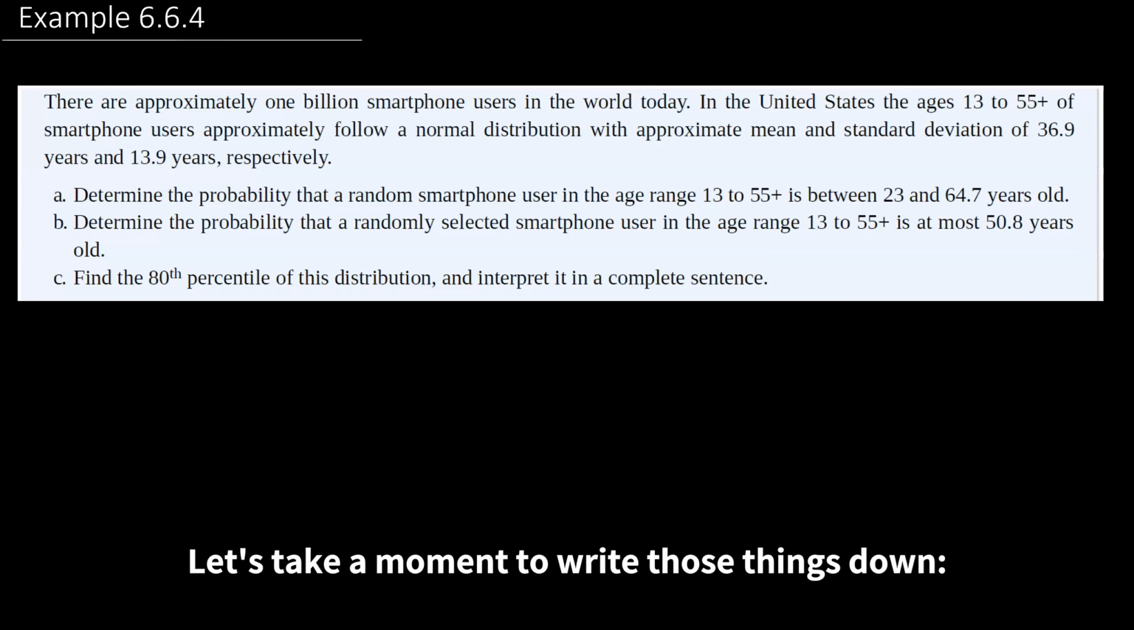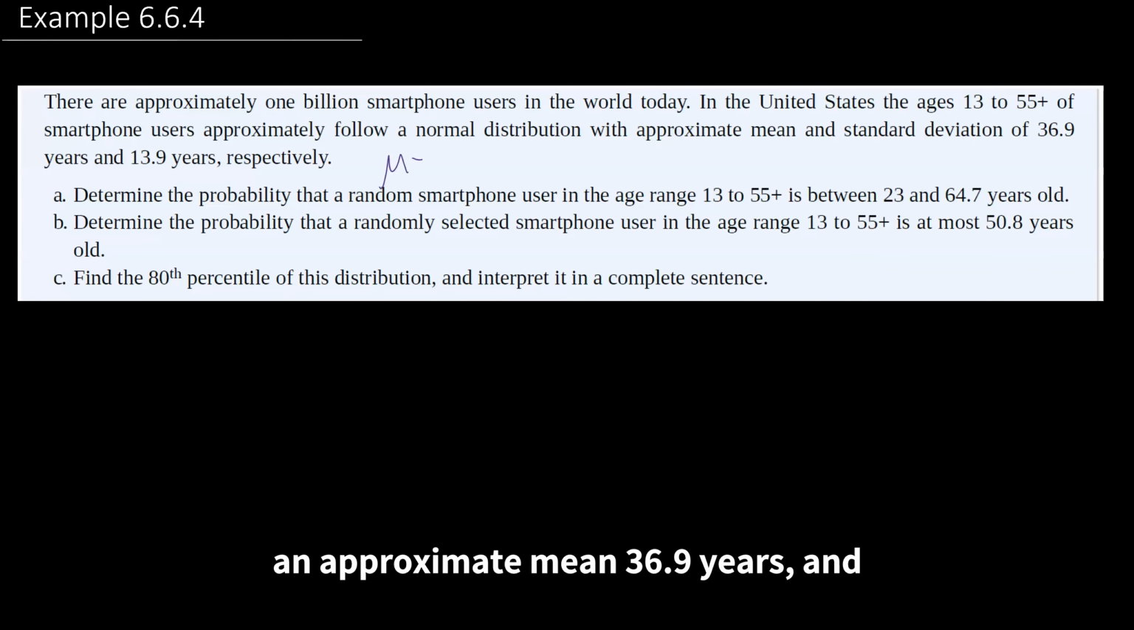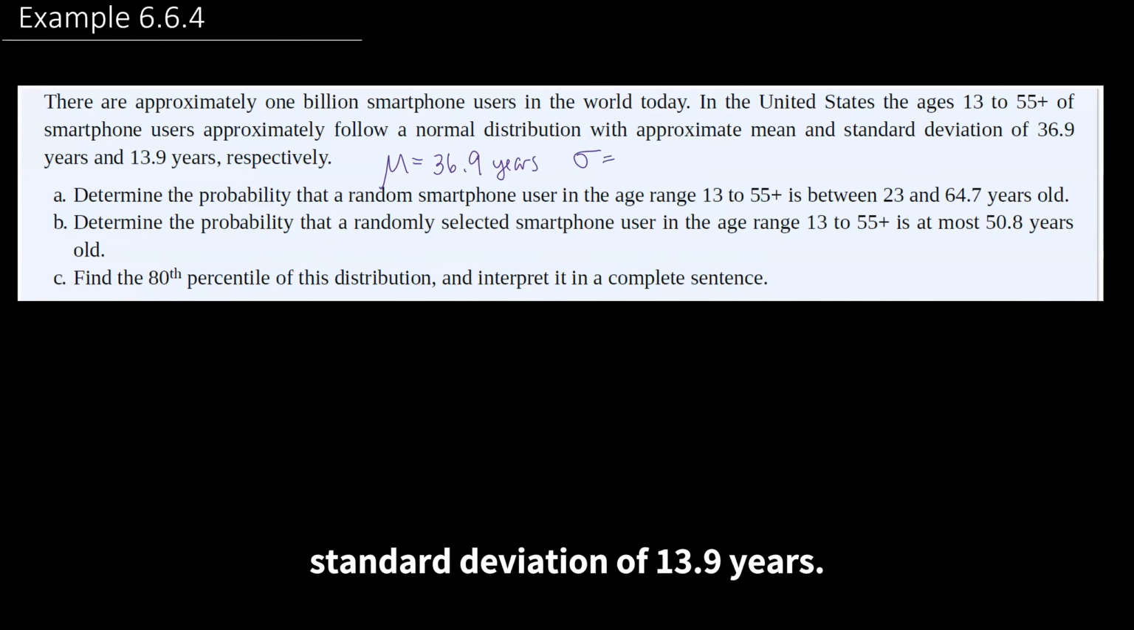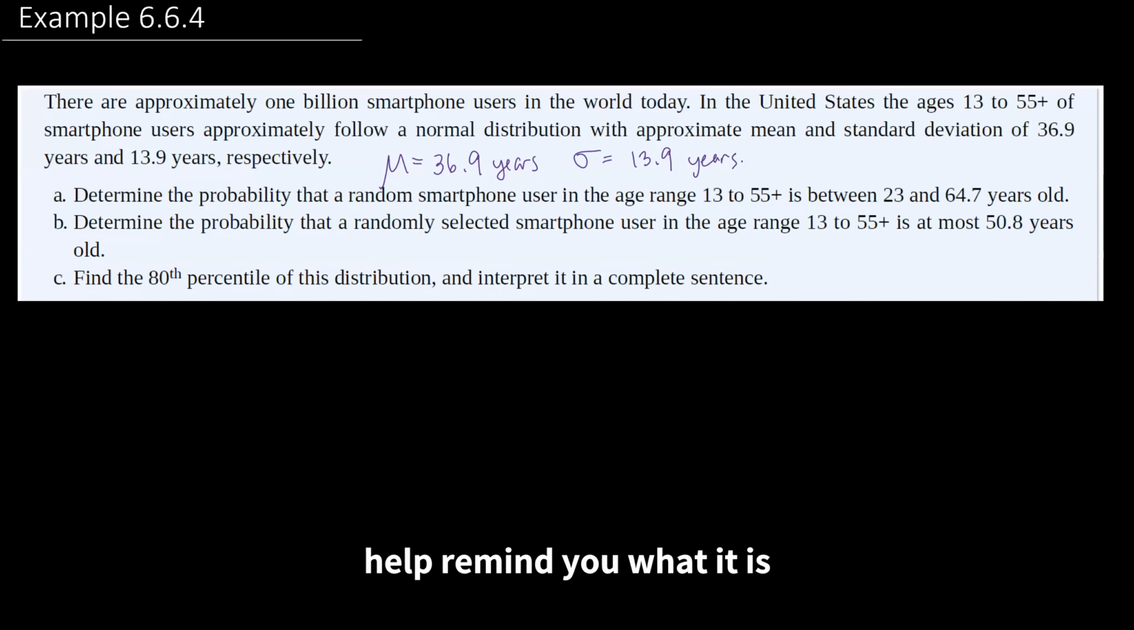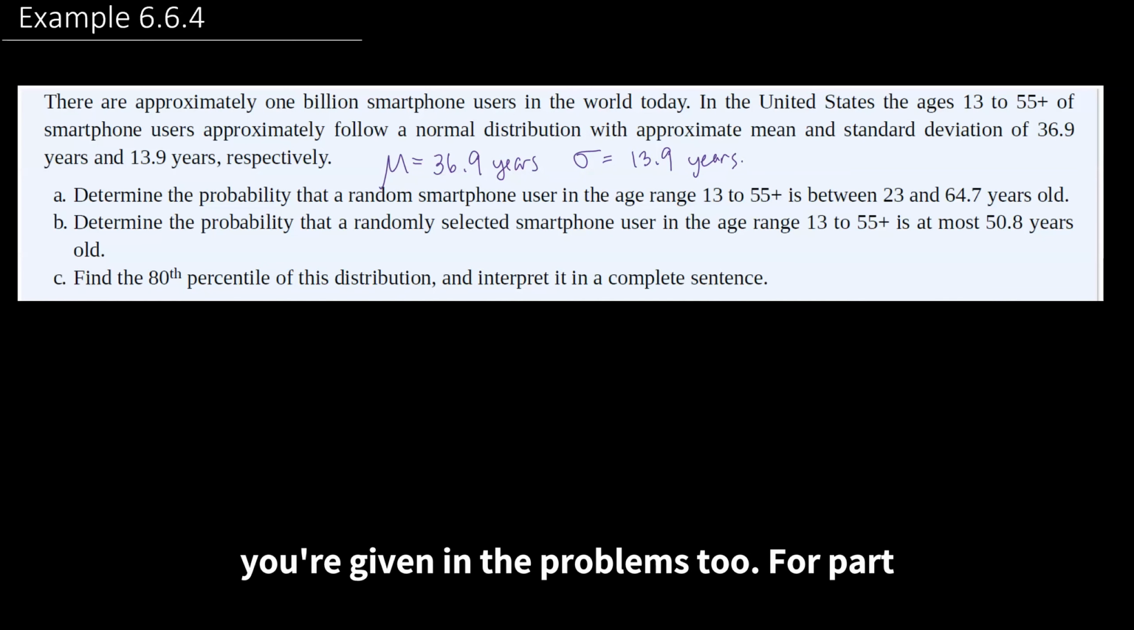Let's take a moment to write those things down. An approximate mean, 36.9 years, and standard deviation, 13.9 years. Sometimes putting the units on there can help remind you what it is you're looking for or what it is you're given in the problems too.